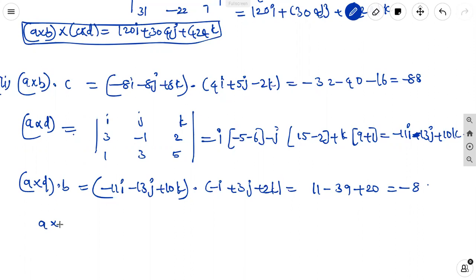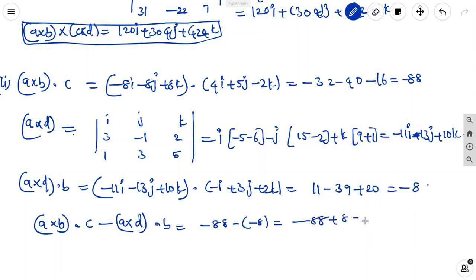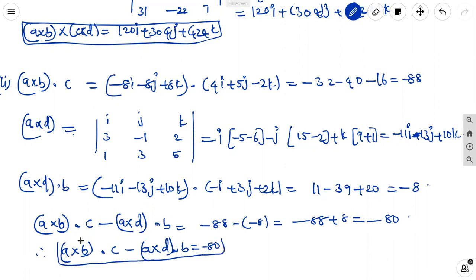Next, A cross of B dot C minus A cross D dot B equal to minus 88 minus of minus 8, equal to minus 88 plus 8, equal to minus 80. Therefore, A cross of B dot C minus A cross D dot B equal to minus 80. It is the answer.